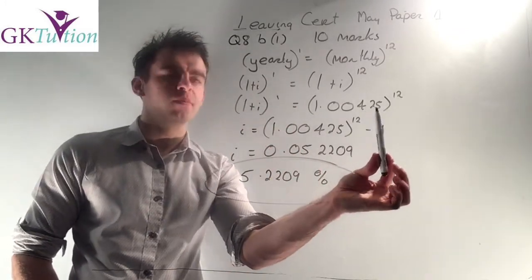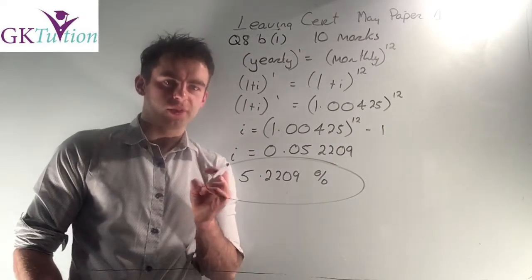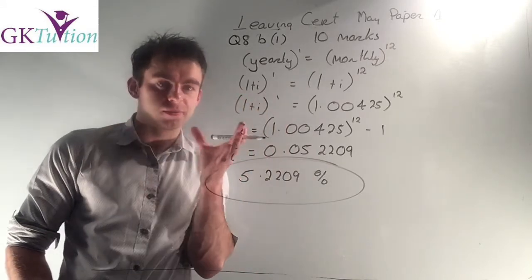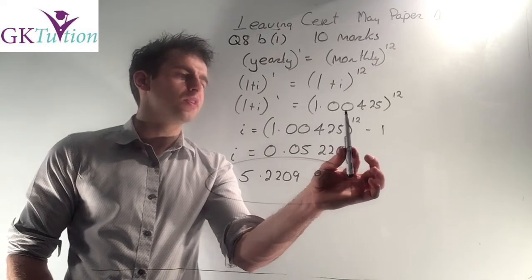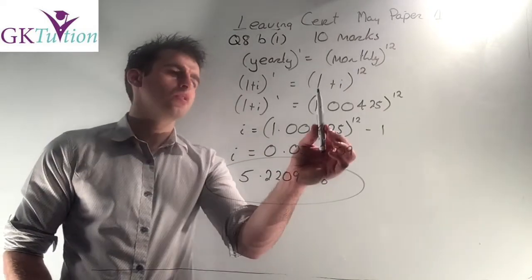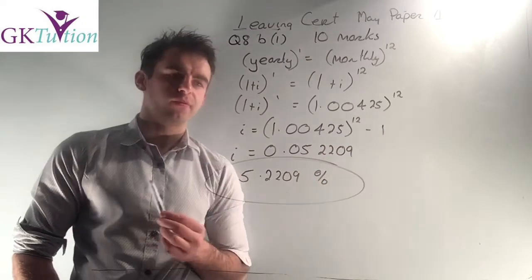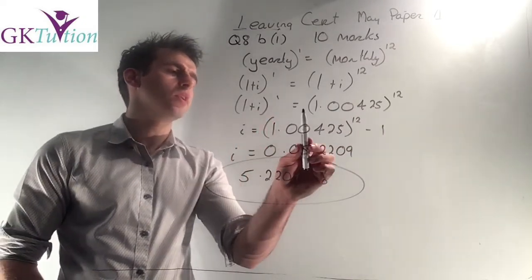We've been given the monthly interest rate. If they told me the monthly interest rate was 0.425%, then that means you want it as a decimal, not as a percentage. So you divide by 100, and that's equivalent to 0.00425. So 1 plus 0.00425 is 1.00425.